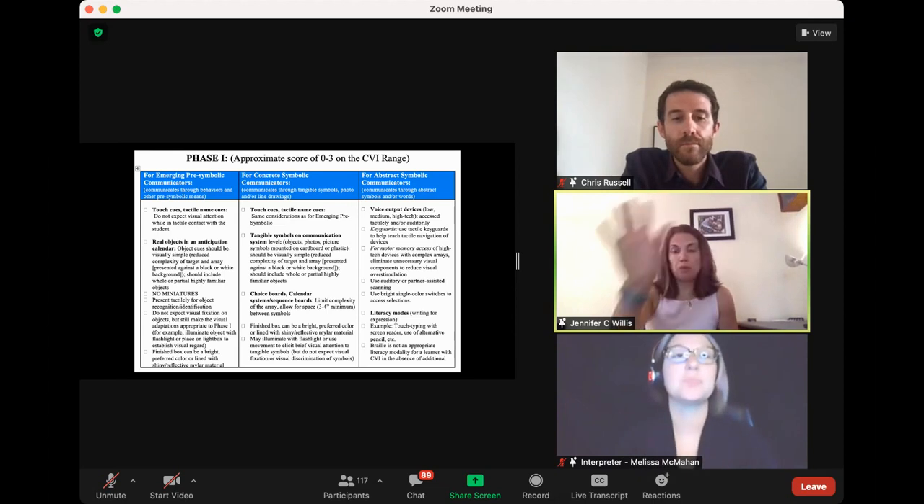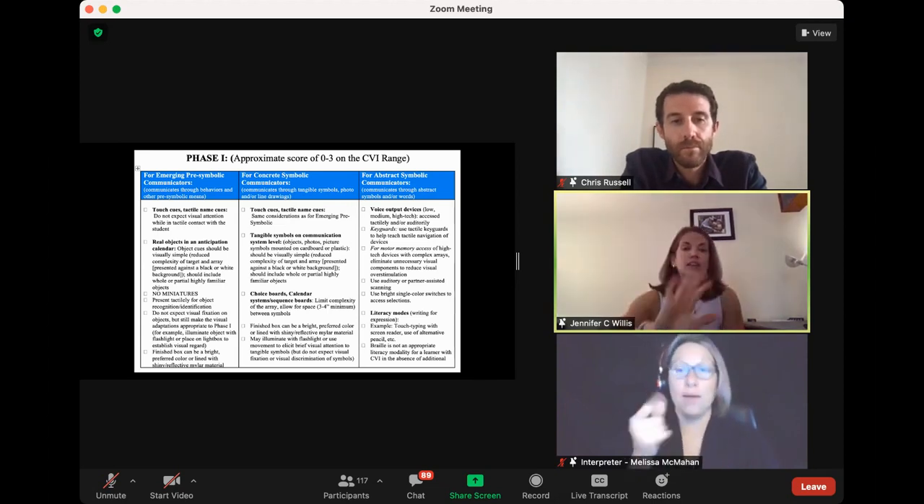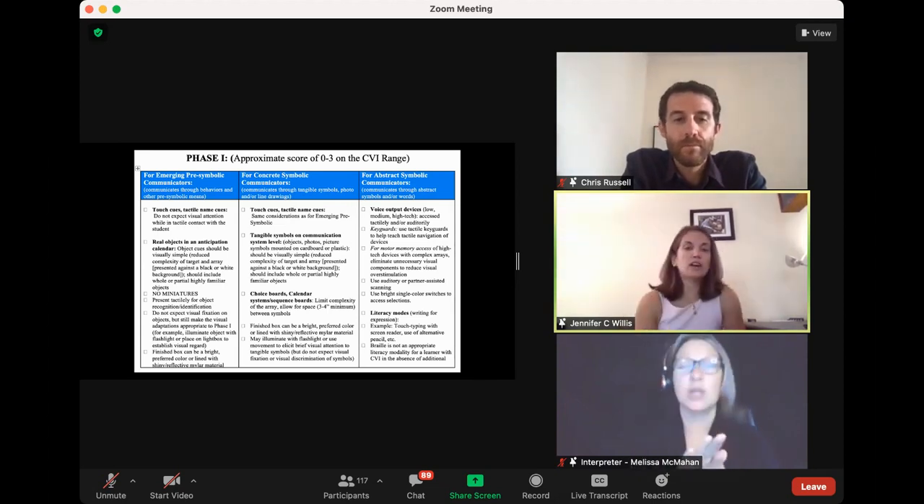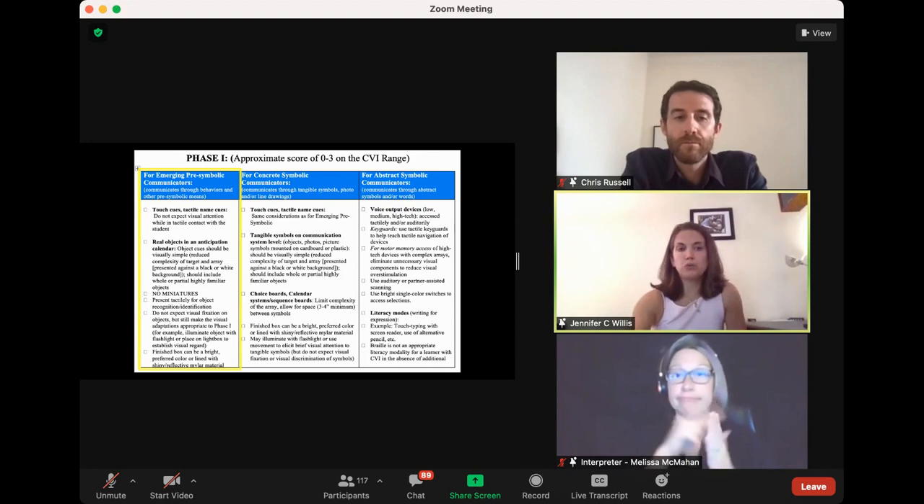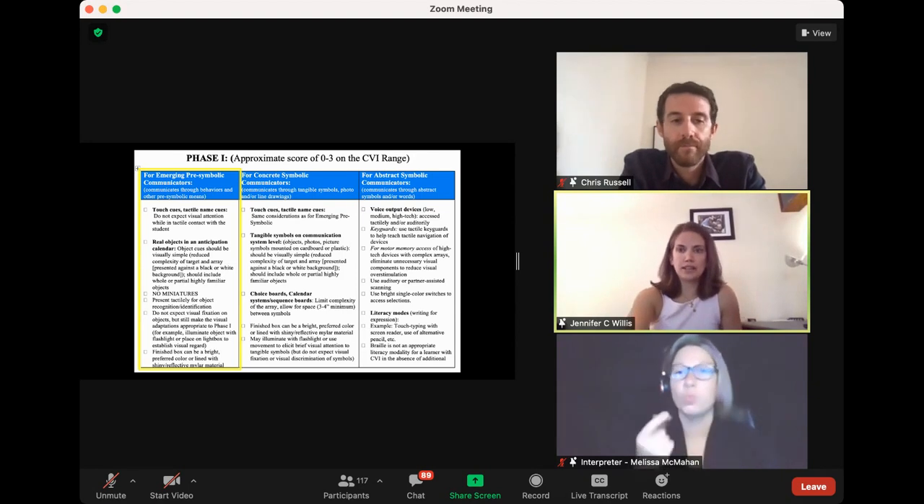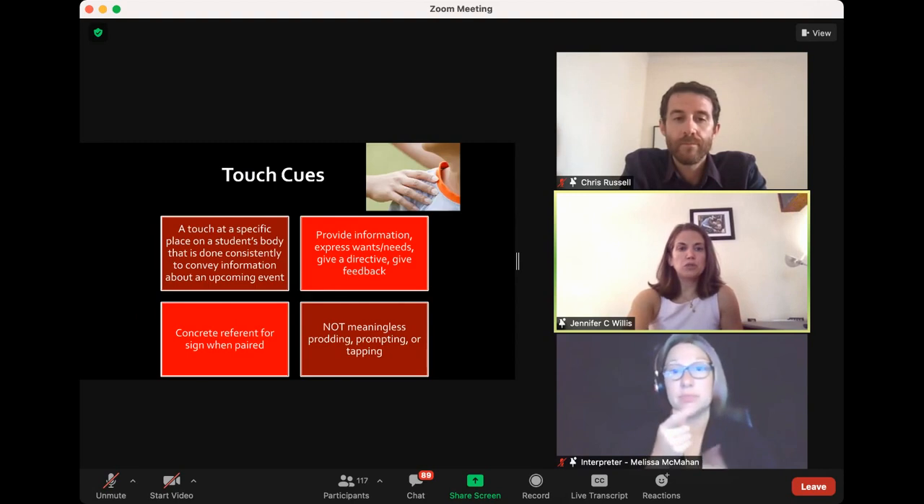And so this is one of the breakout pages that you saw in the document. This is just a snapshot of the phase 1 page. If we were talking about a pre-symbolic communicator, we're going to go through some of the things that we've got outlined in here to help you know what we're talking about when we list these things, if you plan on using this to help develop a plan with a student.